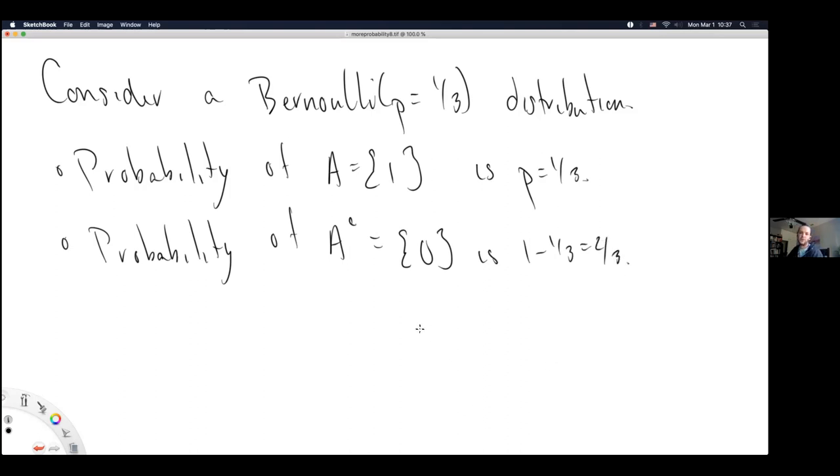So if we had a Bernoulli distribution where the probability of A, equal to the set that contains the integer 1, is 1/3, the probability that we observe a 1 is 1/3, then the probability of A complement, because it's a Bernoulli distribution, the complement of 1 is just 0. So in this case, the sample space is just 0 and 1. So here, the complement of 1 is just 0. And so the probability of observing a 0 is just 1 minus p. That is essentially 1 minus the probability of A.